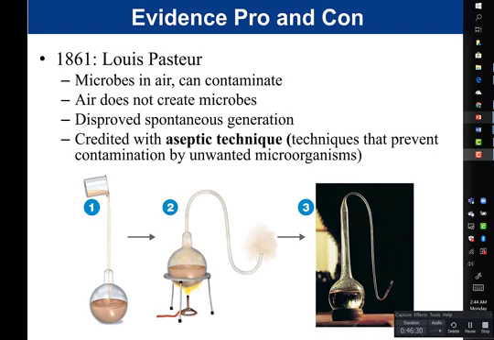Pasteur was also credited with aseptic technique. So techniques that are used to prevent contamination by unwanted microbes. And if you think of Pasteur, you probably think of pasteurization, right? So using heat to reduce the number of spoilage microorganisms to make milk, let's say, for example, more safe to drink. And so Pasteur really revolutionized microbiology and really started to understand this aseptic technique. How do you prevent from transferring microbes from one place to another?